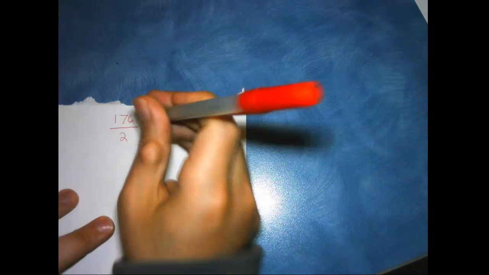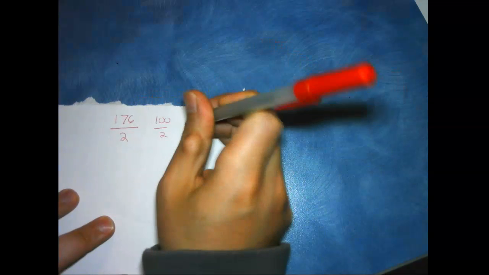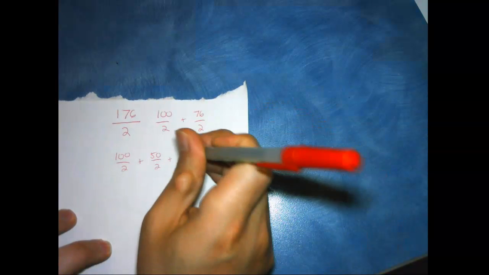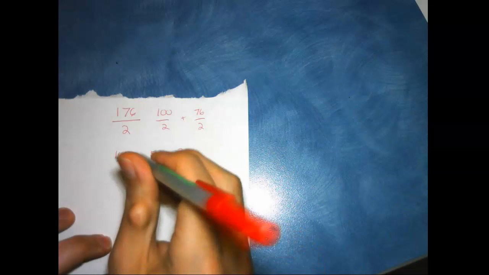Okay, so 176 divided by 2. Well, I don't know that, but I do know 100 divided by 2, and I'm left with 76 over 2. Well, okay. I don't know 76 over 2, but let's see. Oh, I do know 50 over 2. So now I have 100 over 2, I know that. I'm going to break apart the 76 to be 50 over 2 plus 26 over 2. Now, if you don't know 26 over 2, keep breaking it apart. I'm going to pretend like we don't. If at any point you know what it is, stop and simplify.